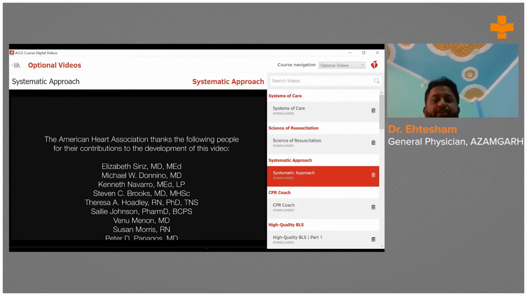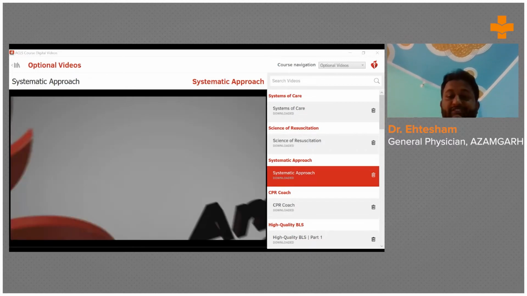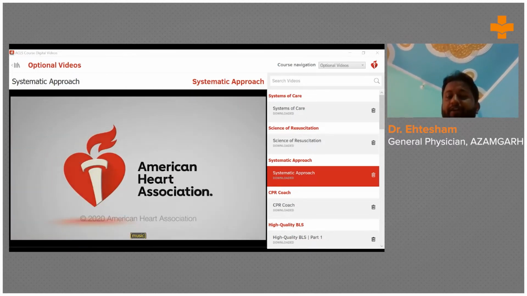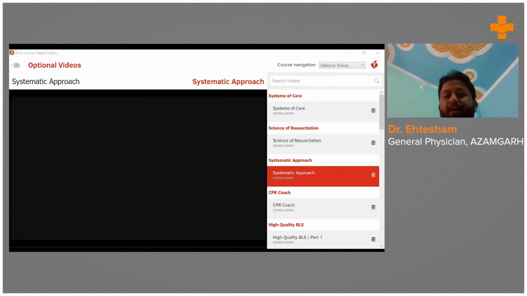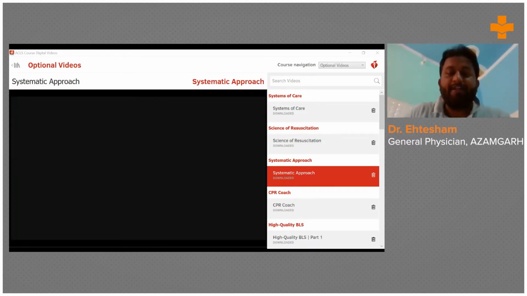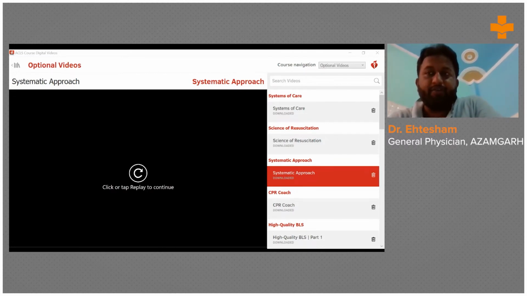So all of you got the information regarding the systematic approach. The systematic approach, what we have just got, is that if there is a patient who is unconscious, we have to firstly follow with the BLS, and if the condition goes into ROSC, then we have to complete the primary assessment and the secondary assessment.